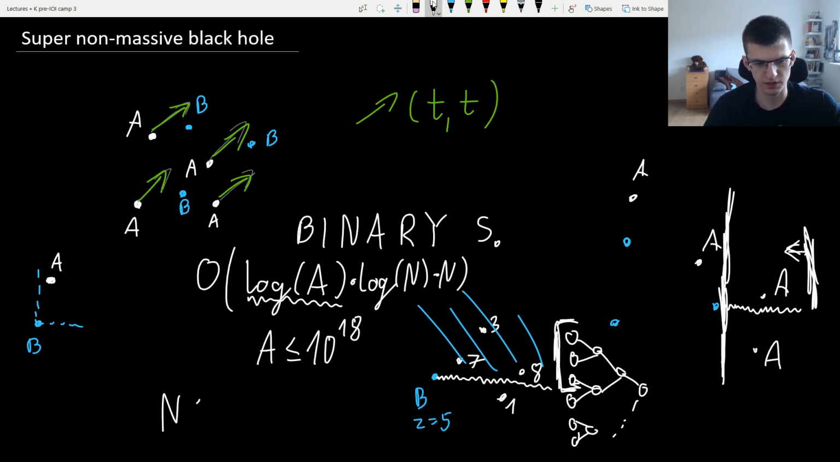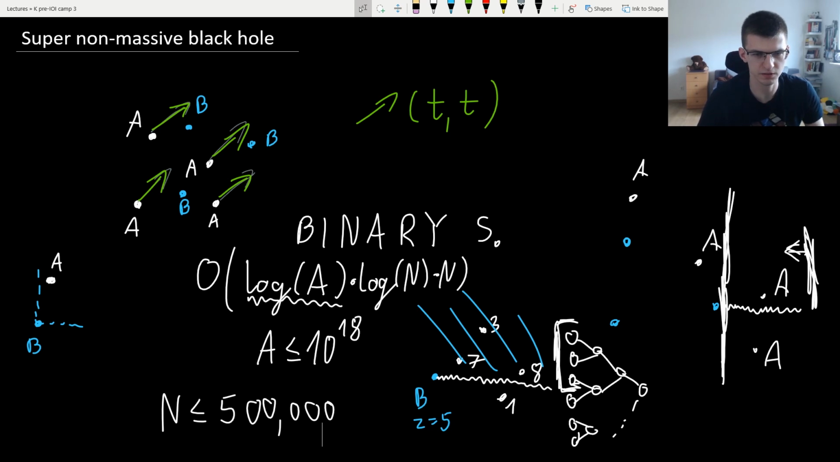I think n was up to 500,000. The time limit would have to be huge to make log square work, especially if one log is 10 to 18. The intended complexity is different. It's beautiful, but it's also very hard to get. Any questions at this moment? So for this 70-point solution.